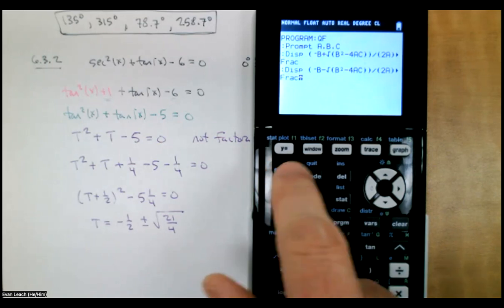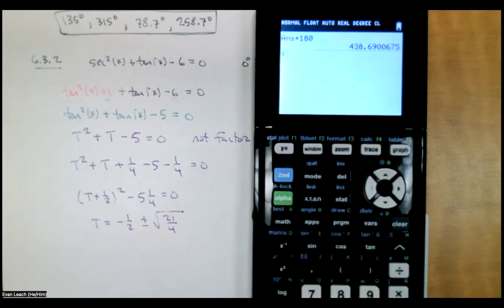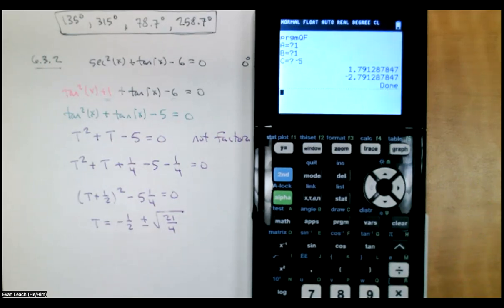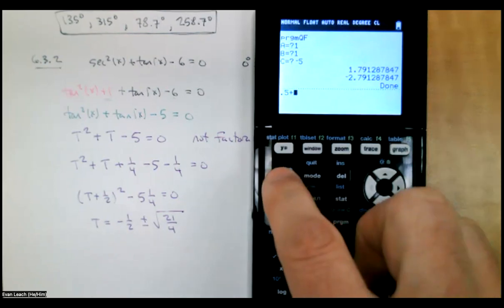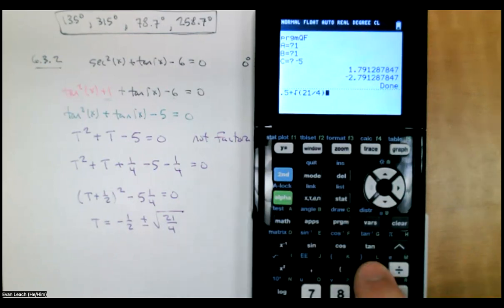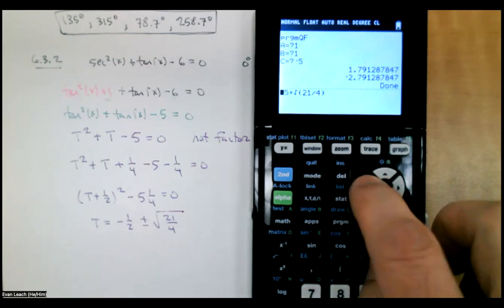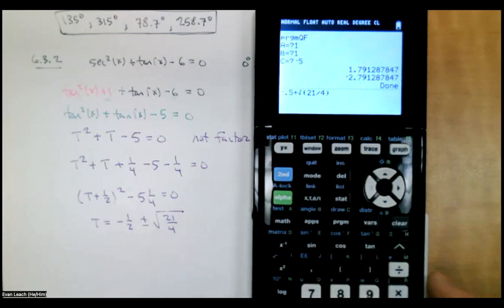And I'm pretty sure that this is as efficient as we're going to get with the quadratic formula. So program: A is 1, B is 1, C is -5. So 1.79 and -2.79. Let's double check. 0.5 plus the square root of 21/4. Oh, -0.5. -0.5 minus the square root of 21.